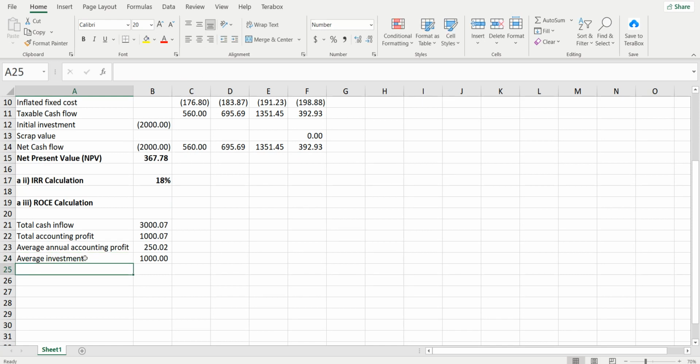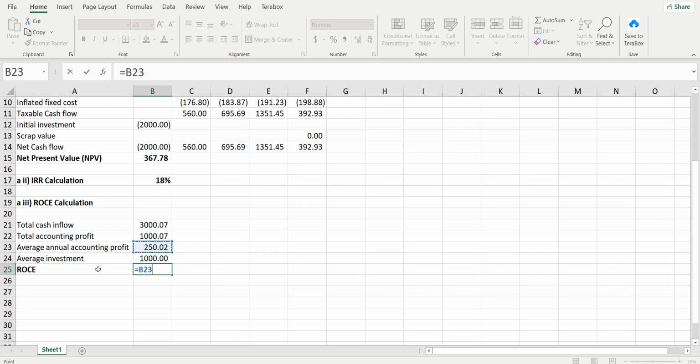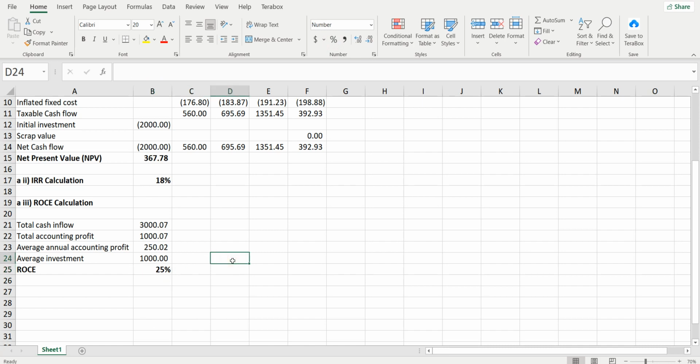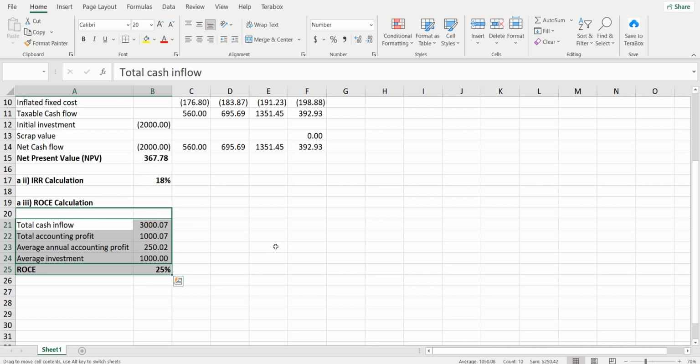Okay, so now we can put in the formula, which is profit before interest and tax, so profit divided by average investment. So ROCE, bold it, which is this divided by this, 25%, and that is our answer. So yeah, if you can understand it, you can do it very easily. So it's all about practice.